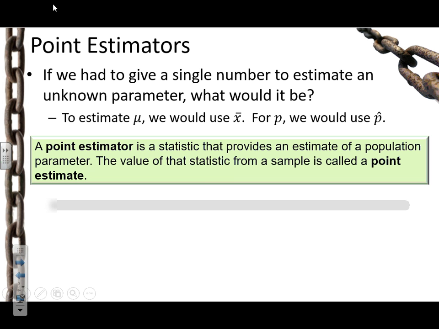So if they ask, what's the point estimator in this scenario, you're just saying, are we using a sample mean or are we using a sample proportion? Do I know which type of problem I'm working with? When it asks for the point estimate, it's saying, what's the actual value? So if I collected a sample of 50 students and their average height was 5'6", my point estimate would be the 5'6", because that's the actual value my sample mean had. Does that make sense? Okay, so point estimator is what you are using, sample mean or sample proportion. Point estimate is the actual value that it took on.